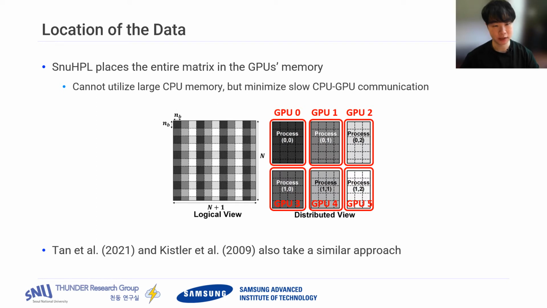In SnuHPL, each process handles exactly one GPU. The entire submatrix distributed to a process is stored in the GPU that the process takes care of. For example, in the figure, there are 6 processes, so there are 6 GPUs, one for each process. These GPUs store the submatrix that is distributed to their process. It has a downside that GPU memory is usually smaller than the CPU memory, but we can minimize slow CPU to GPU communication. Previous work of Tan et al. and Kistler et al. also takes a similar approach.